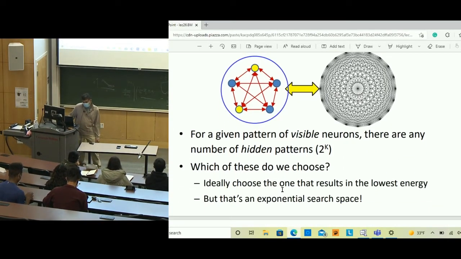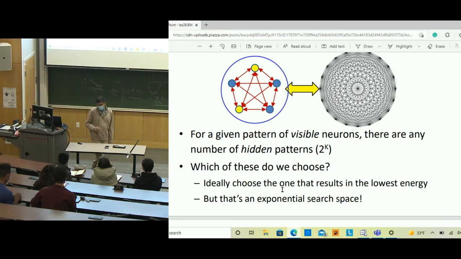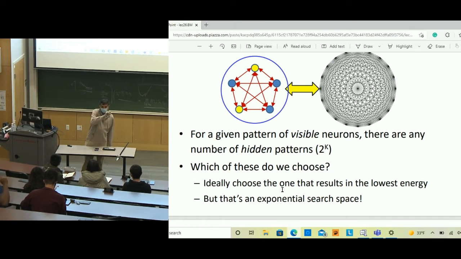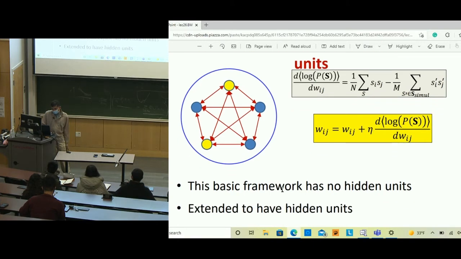And now I want to train the network, right? For a given pattern of visible neurons, there are 2 raised to k possible arrangements of the hidden patterns. Which of these do I choose? Or do I even need to choose? Can I say all of them are likely with different probabilities? I just sort of automatically choose those such that the overall probability of the pattern, including the junk pattern, is higher for more likely patterns. So if you work through the mathematics, here's what it ends up being.